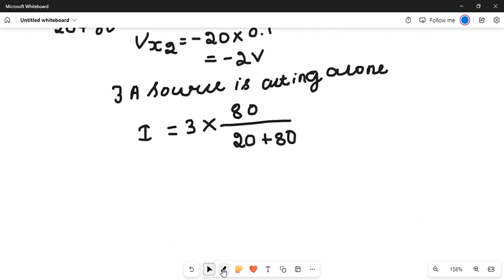So what will I get as the resultant? My resultant will be, try to solve it in the calculator, 2.4 ampere, right? Yeah, 2.4 ampere. Just a minute.